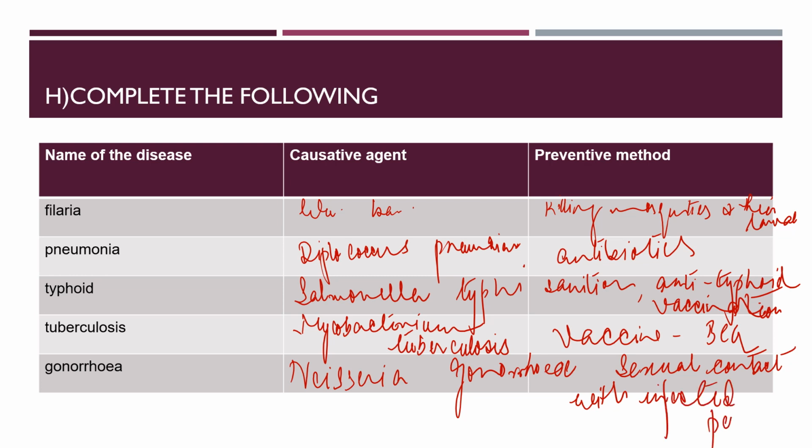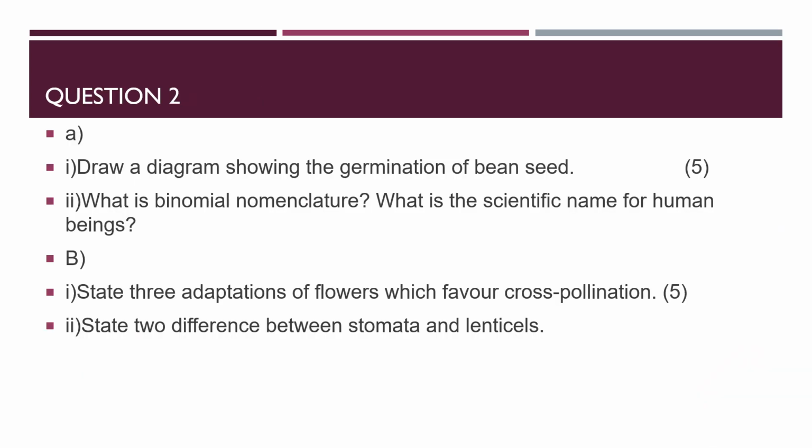So it should be avoided. Okay, so these are the preventive measures and causative agents of these diseases. Now draw a diagram showing the germination of a bean seed. This you all know, it is there in your textbook. Please go through it. Now what is binomial nomenclature?